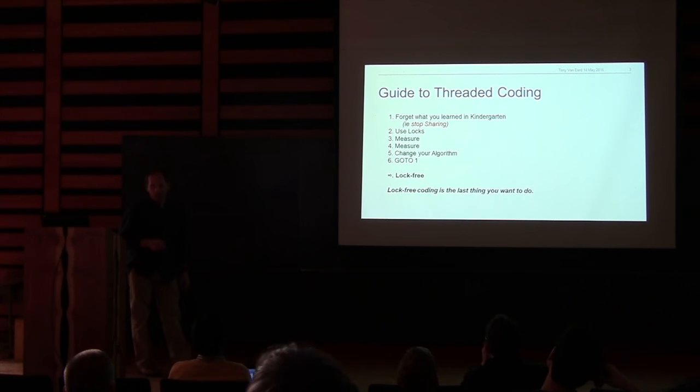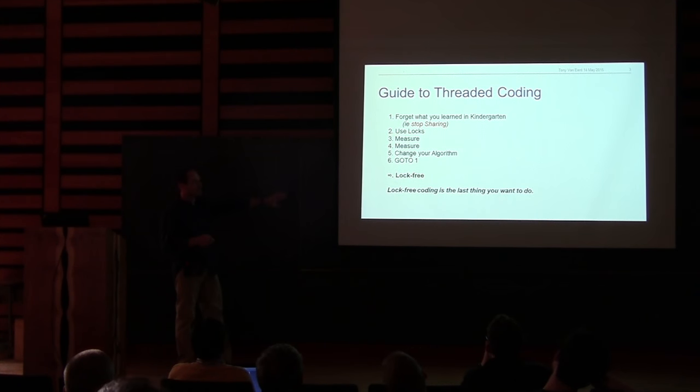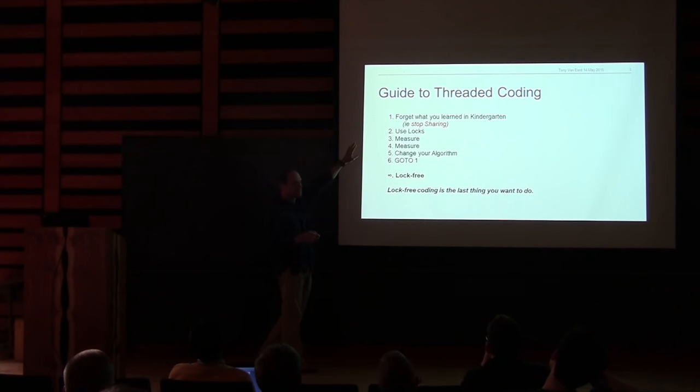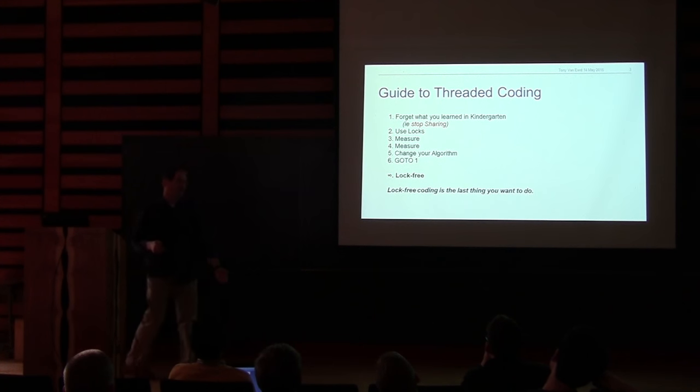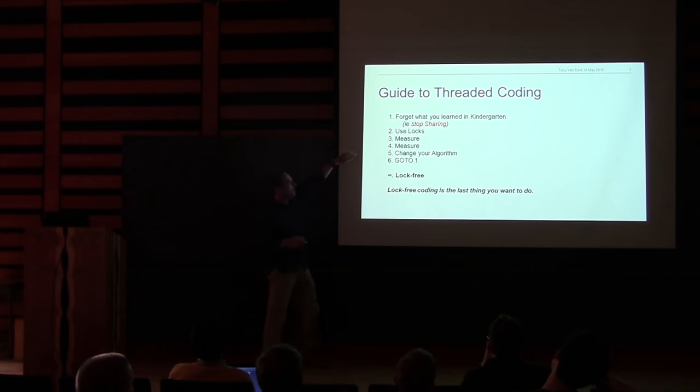A further bigger guide is, forget about, you know, in kindergarten you learned how to share. Stop sharing data when you're doing algorithms across threads. Use locks when you do have some sharing. Measure your algorithm. Measure it again, because the first time you measured it, you got it wrong. It always happens. And then change your algorithm. Go back to one and remeasure. Stop. Try not to share so much.